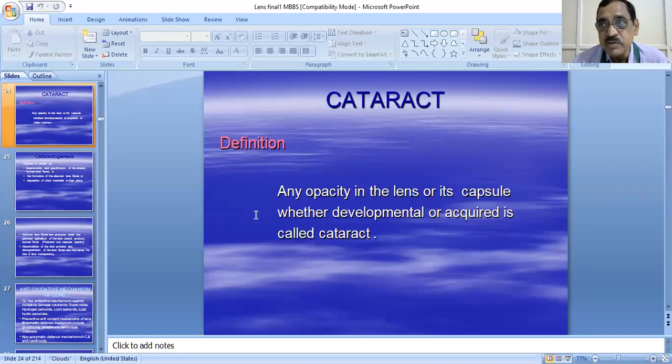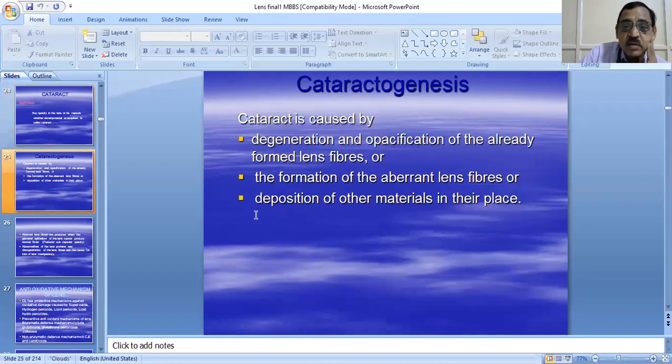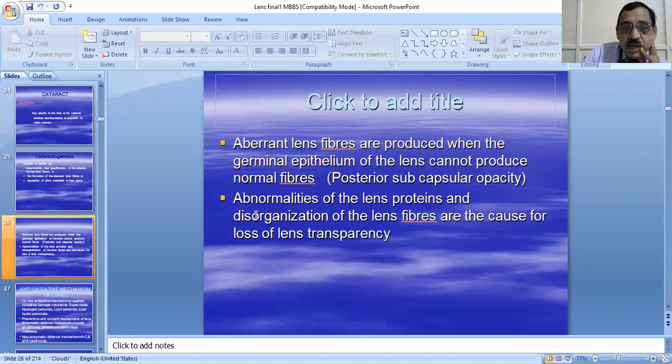Later, when we gained clear knowledge about the anatomy and physiology of the lens, we came to know that cataract is opacification of the already formed fibers, or formation of opaque lens fibers, that causes the cataract. Cataractogenesis we have already seen.